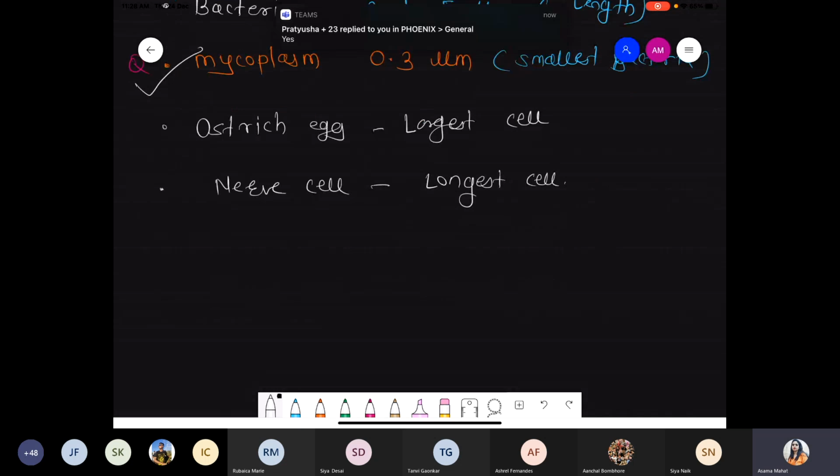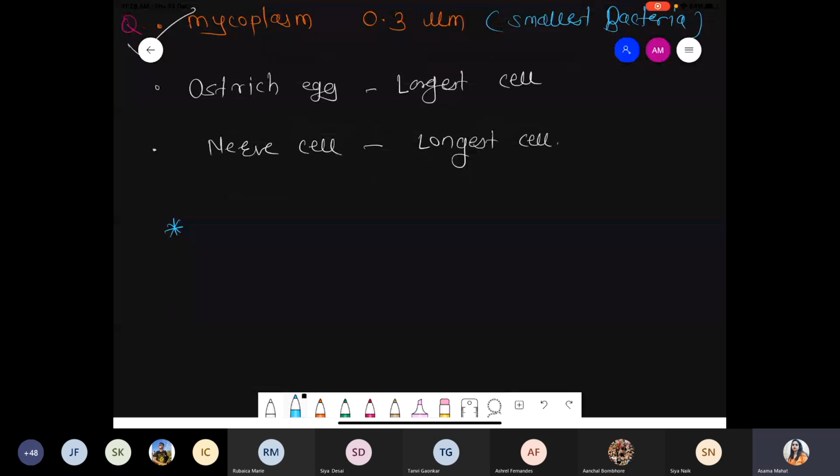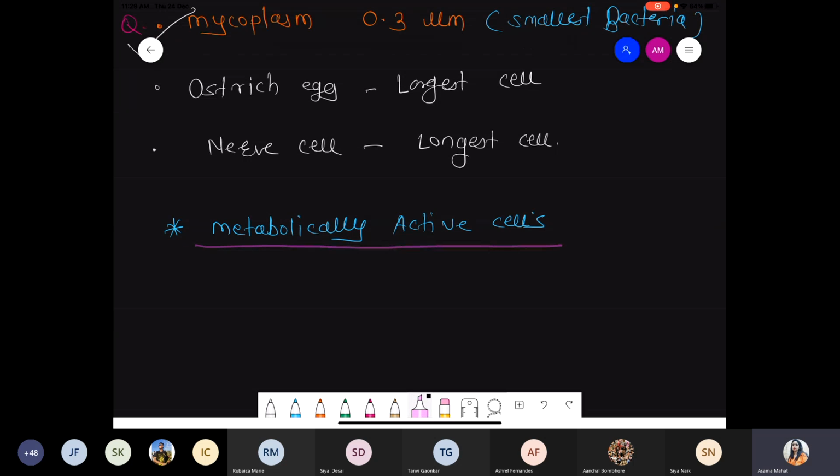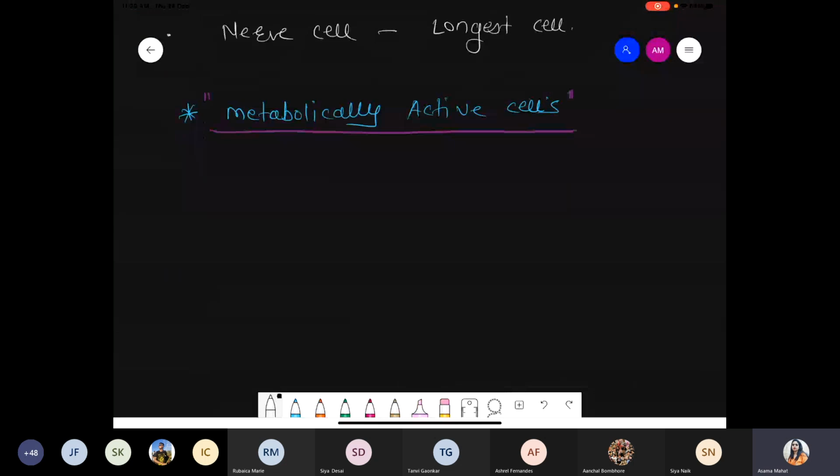Now the next point, we are talking about metabolically active cells. This point is similar to cell cycle and cell division, so I will not explain it during cell cycle and cell division; listen to it here. What is the meaning of metabolically active cell? Cells showing more catabolism, more anabolism, and rapid cell division are normally called metabolically active cells.